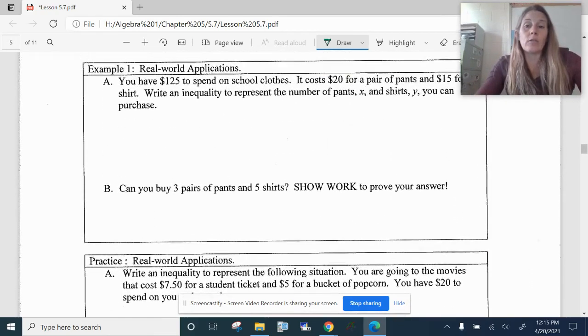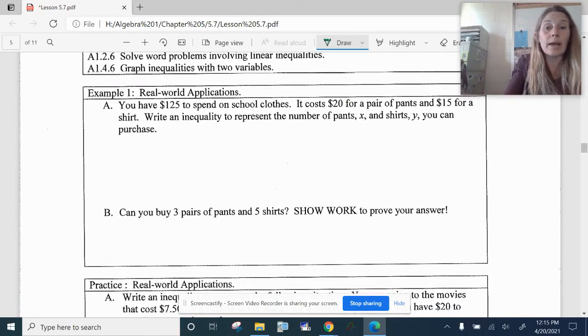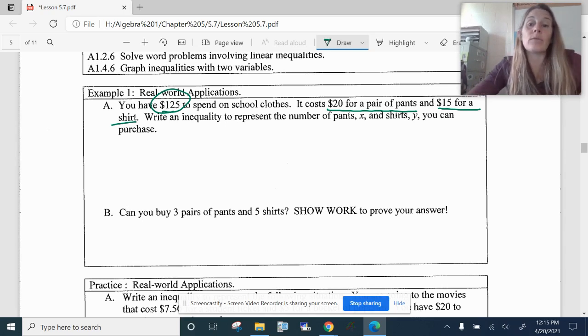Okay, so now let's take a look at some scenarios where these inequalities come into play. So you have $125 to spend on school clothes. It costs $20 for a pair of pants and $15 for a shirt. Write an inequality to represent the number of pants with X and shirts with Y that you can purchase.